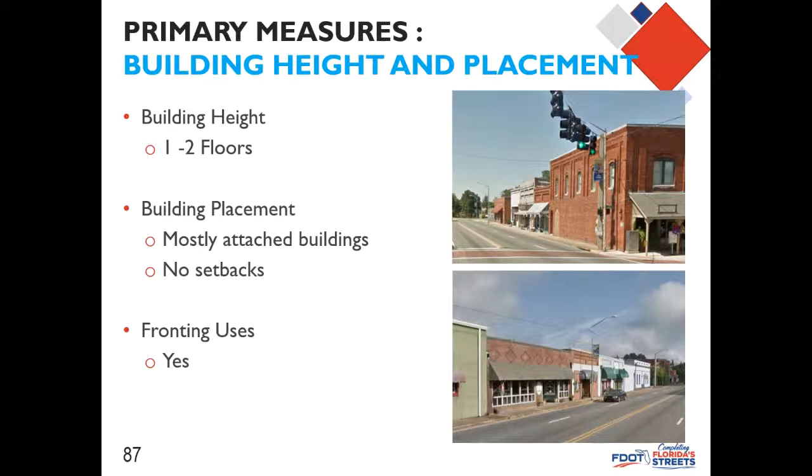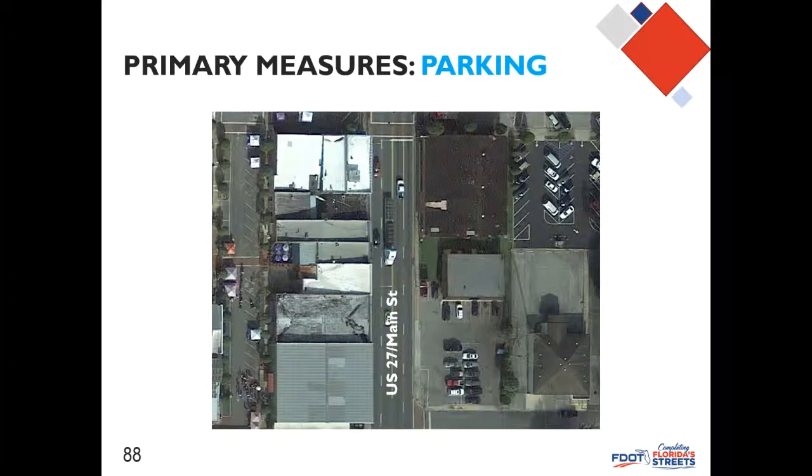We do have fronting uses. You enter these buildings directly from the sidewalk without going through a parking lot. Where is the parking itself located? US 27 is the state road that we would be concerned with. It's right in the middle of the photograph here, running up and down, and you can see the parking is essentially located behind the buildings. In some cases, it's located to the side of the buildings.